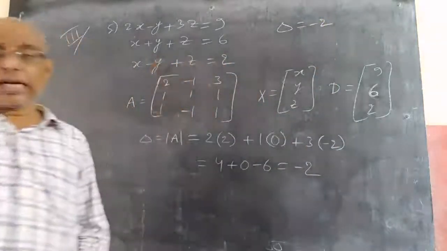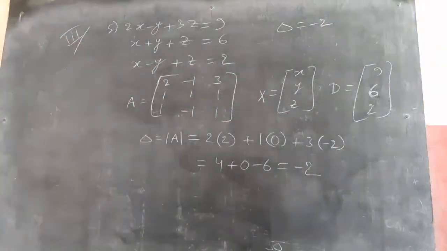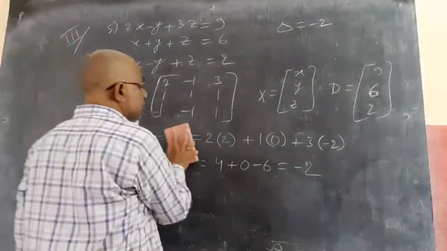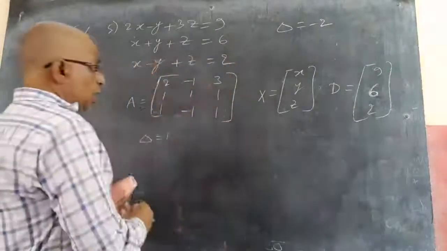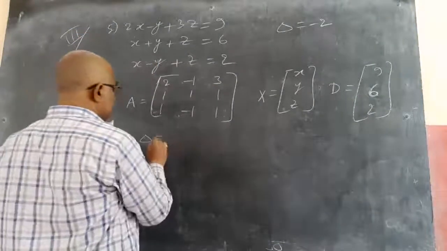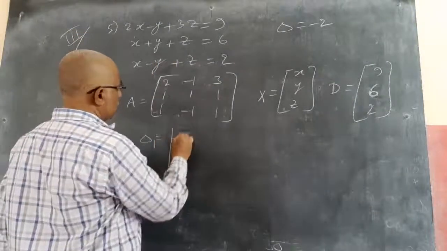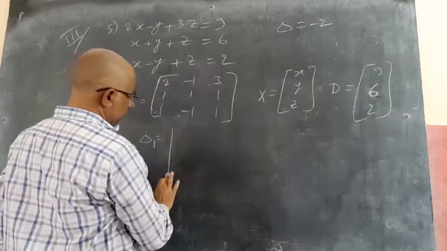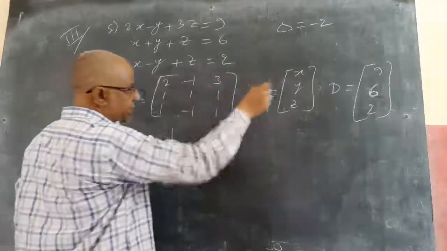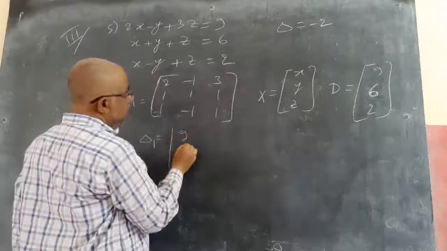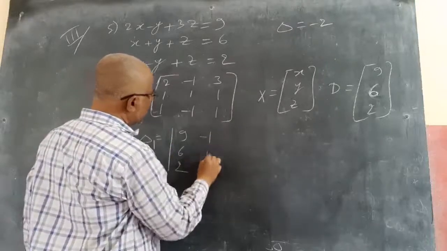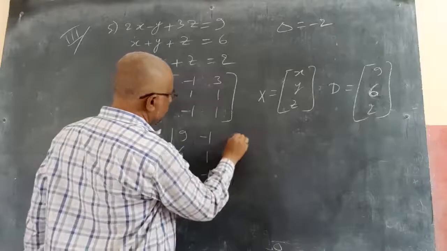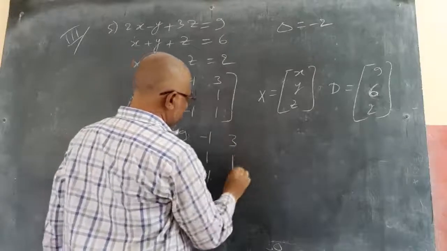Next I need to go for delta 1. What is delta 1? Replacing the first column elements with D. So delta 1 equal to, replacing the first column elements, instead of this first column I need to write D: 9, 6, 2. Second column as it is: 1, minus 1, 1, and third column: minus 1, 3, 1, 1, 3, 1, 1.